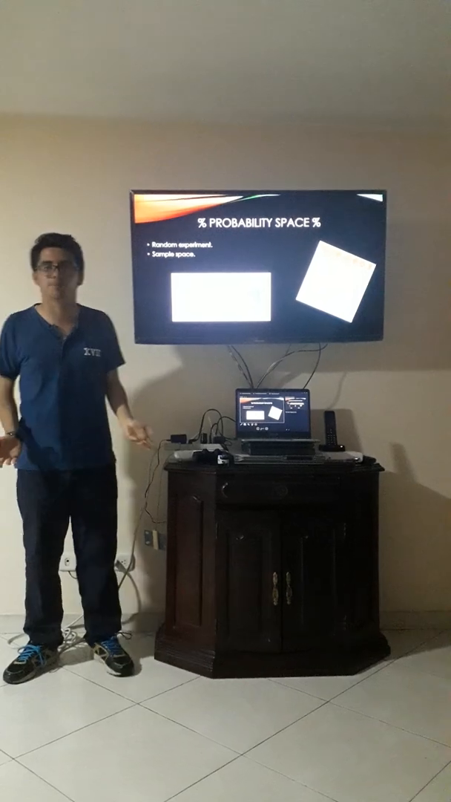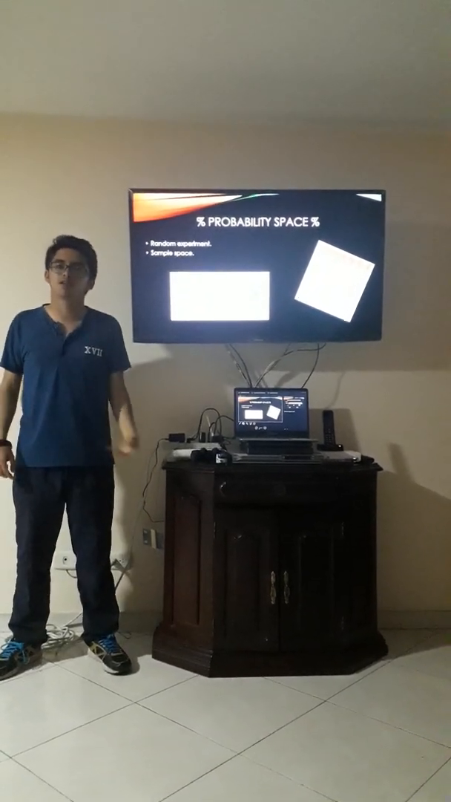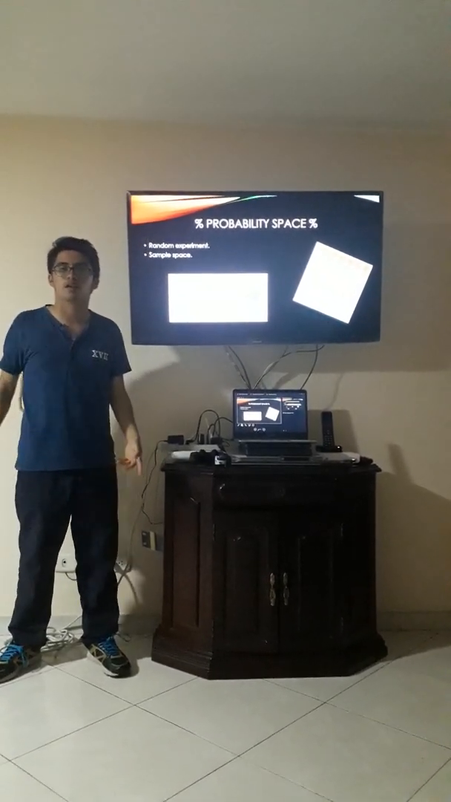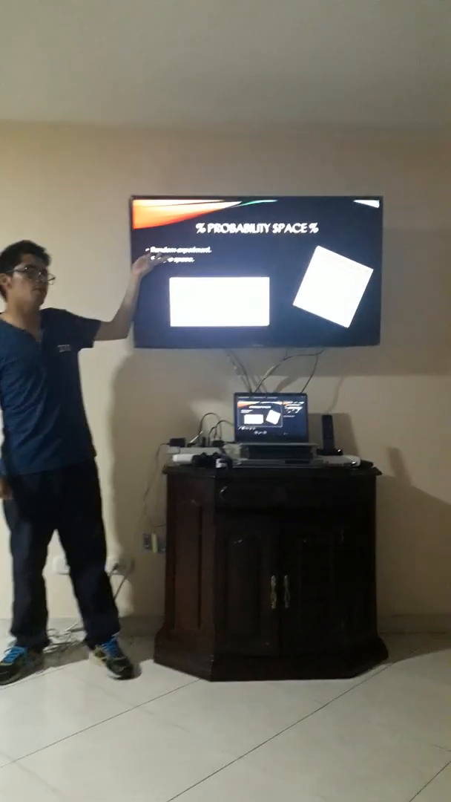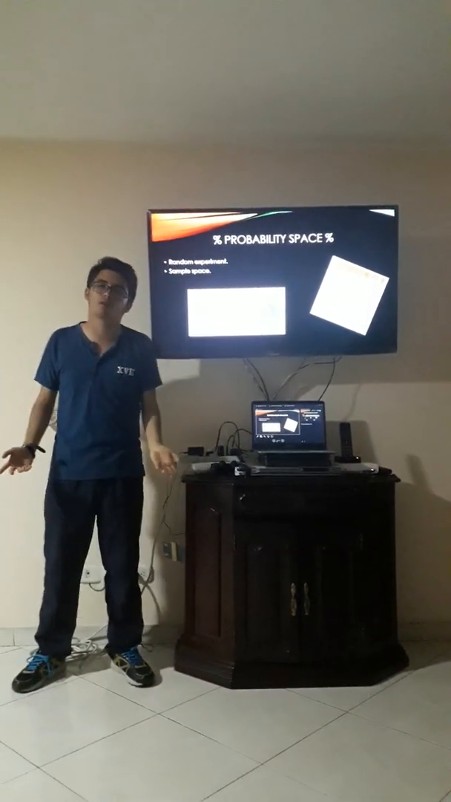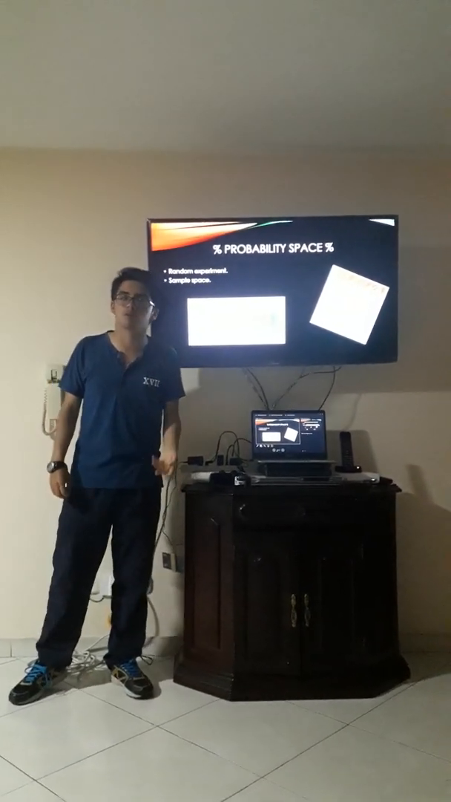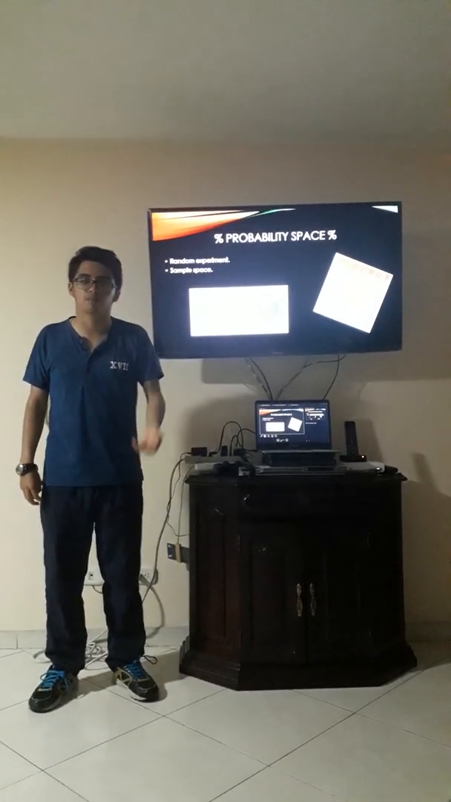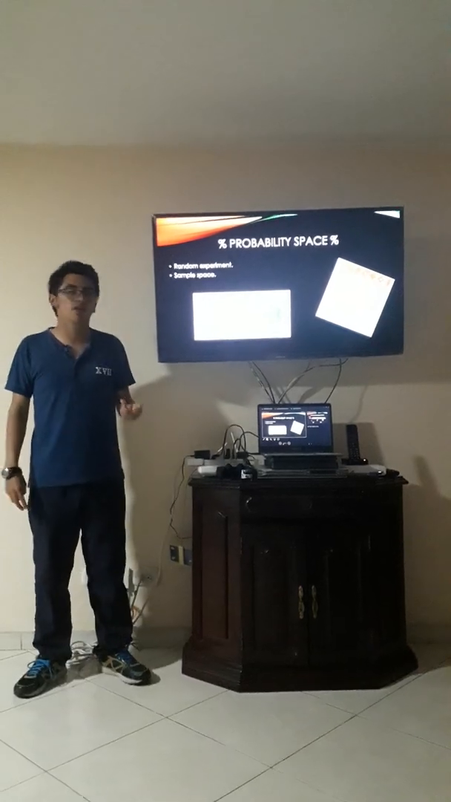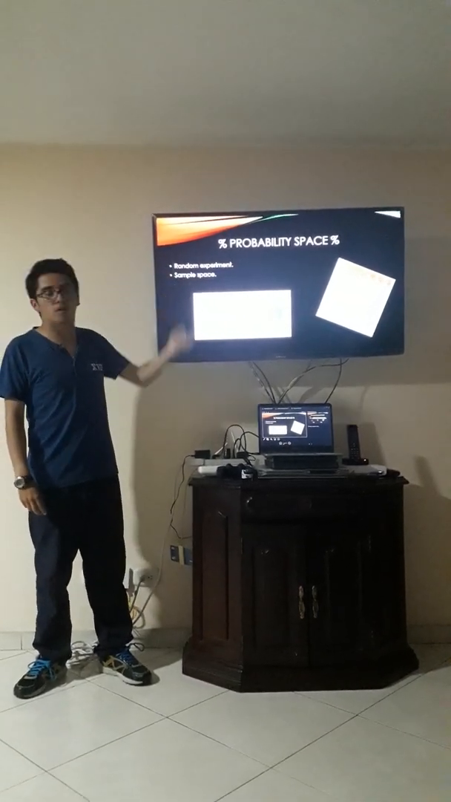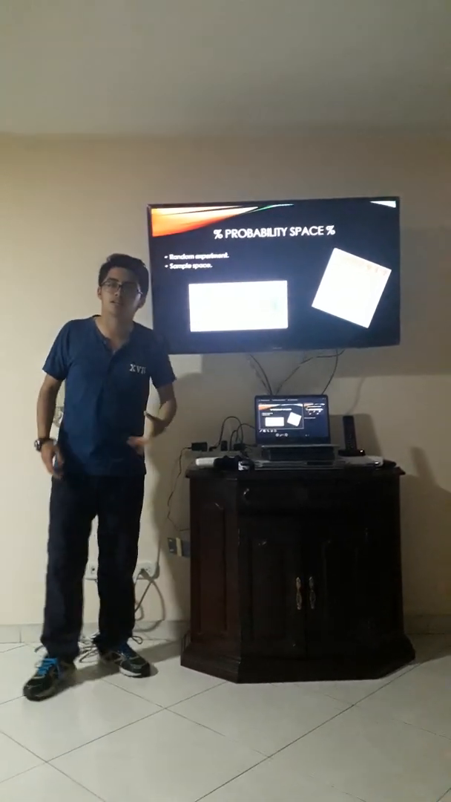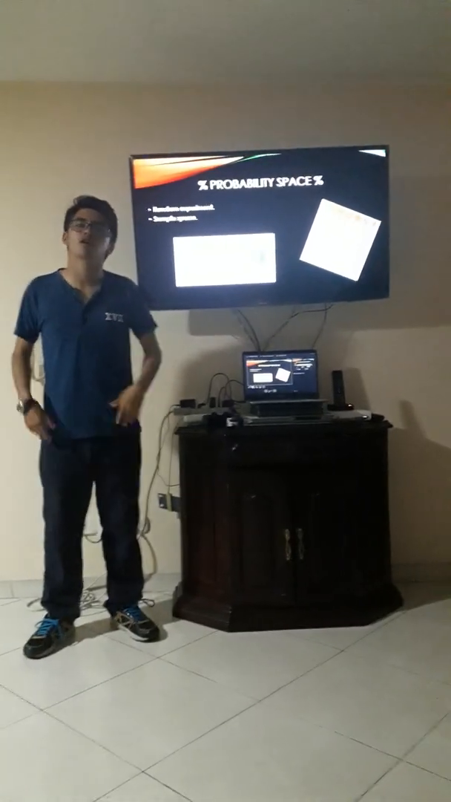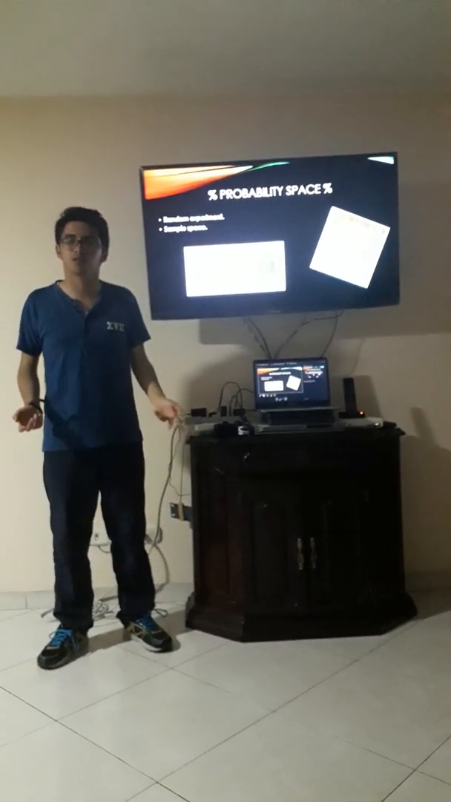What is a probability space? The probability space is composed of two things. The first thing is a random experiment, but what is a random experiment? It is an experiment where we don't know what its result is going to be. And the second thing is the sample space, which is the set of all the possible results of the random experiment.